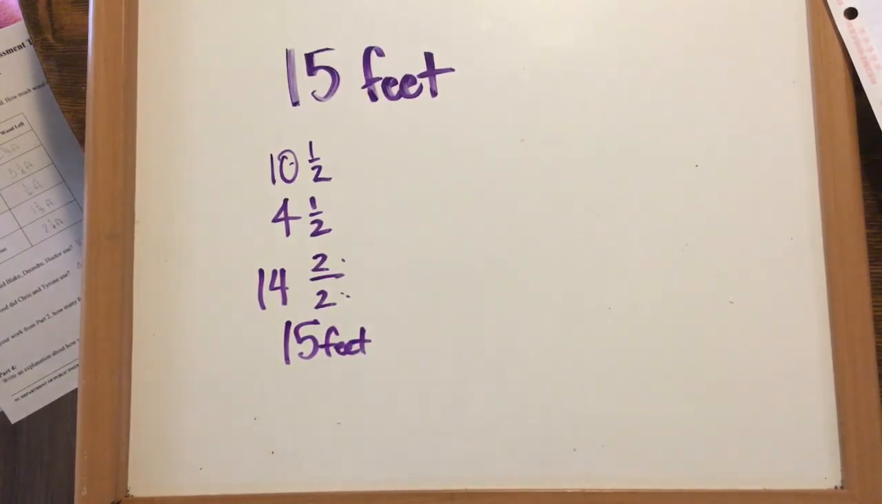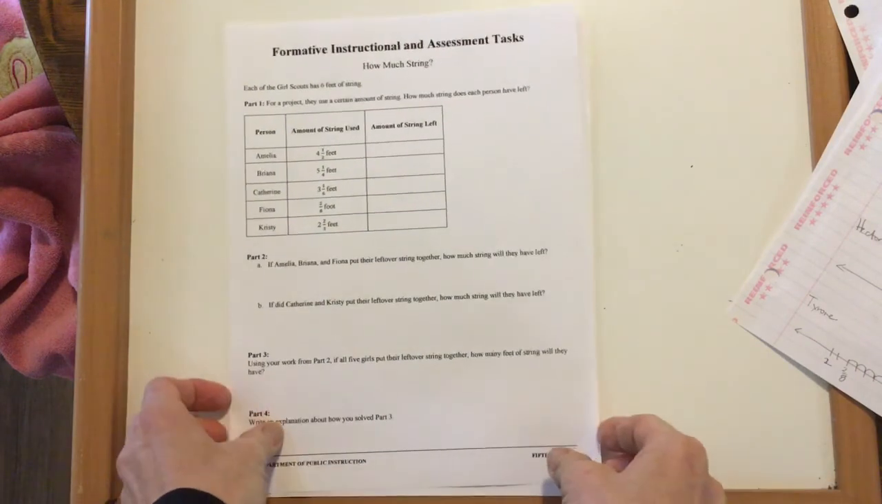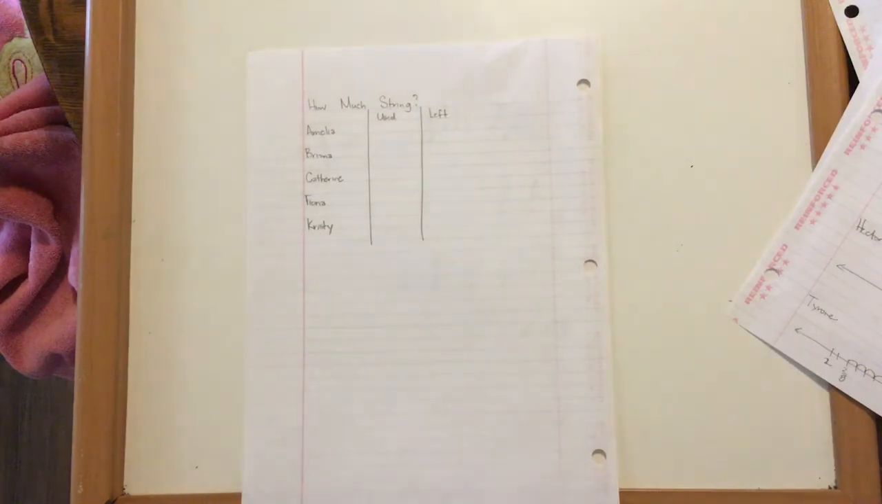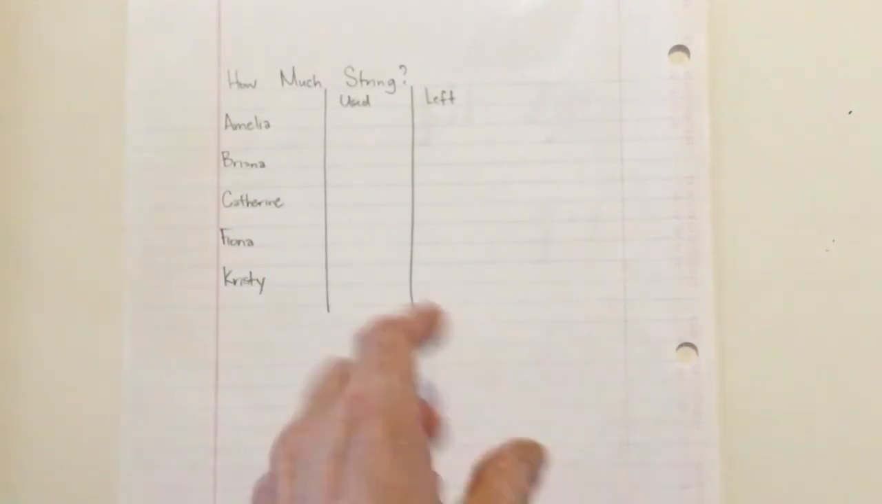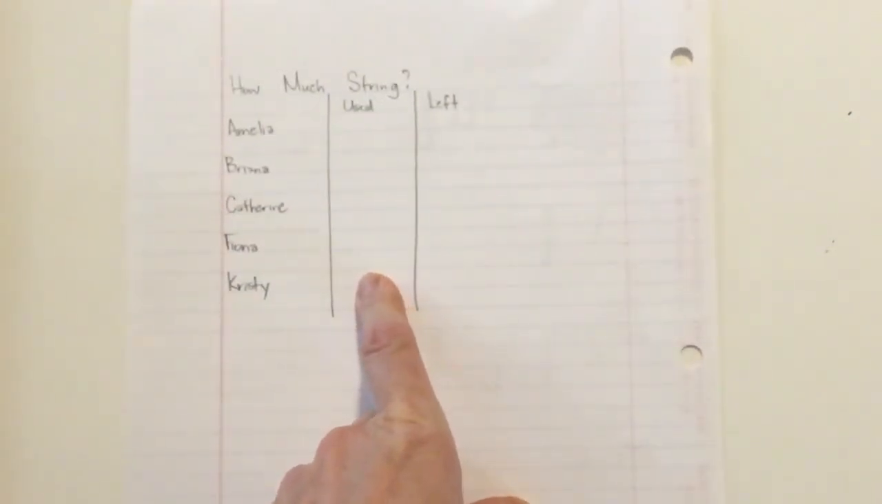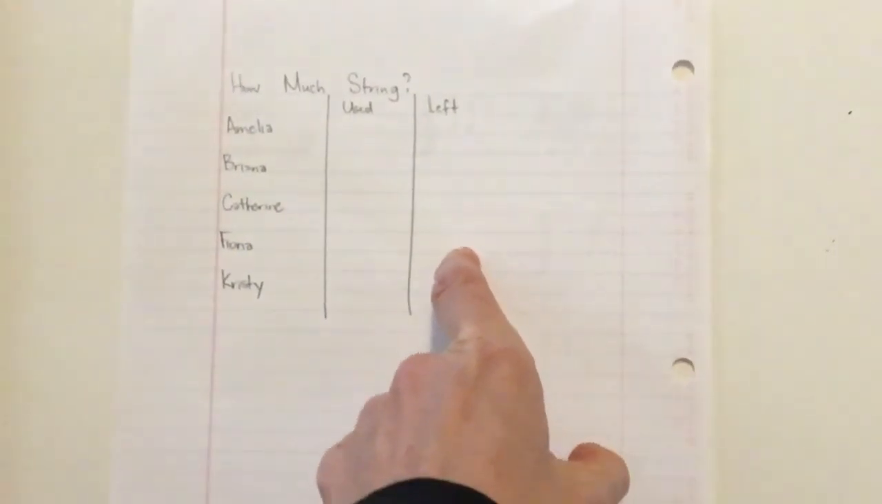So you are going to complete a similar assignment to this on your own and submit your answers. So I'm posting this next assignment as a PDF, so you'll see this exact form, how much string. What I recommend, you pull it up and set you up a data chart. Since everyone's name starts with different letters, you could simply go A, B, C, F, K if you would like. You probably want to make you a table that says string used, so I just put used, and string left, so I just put left.